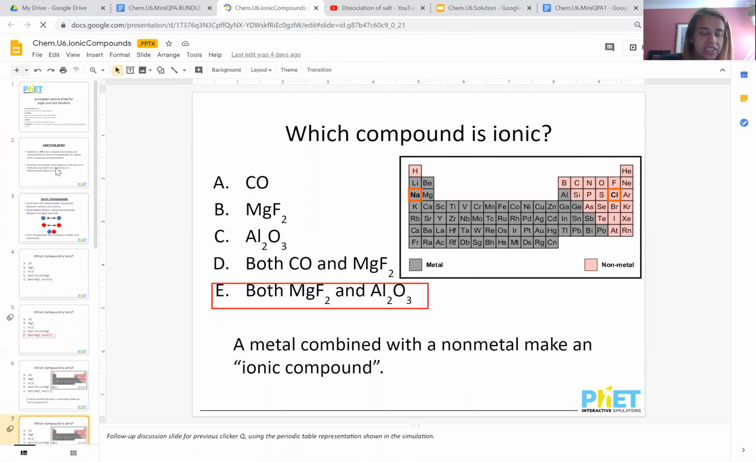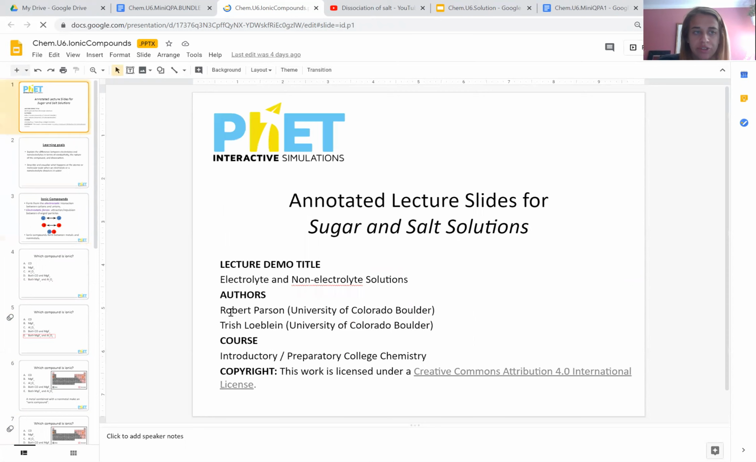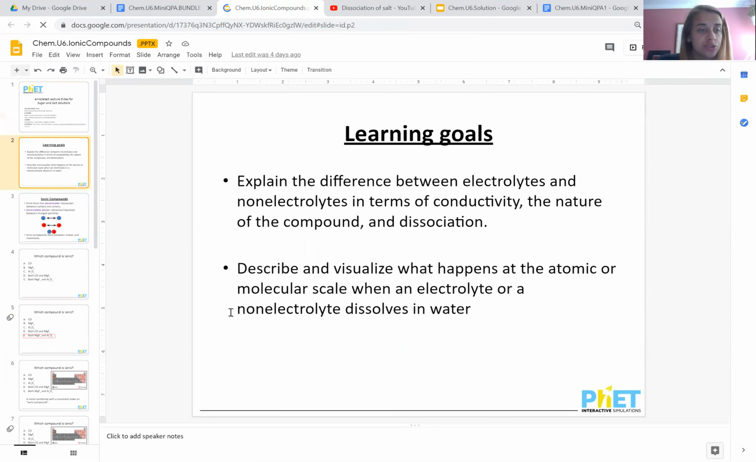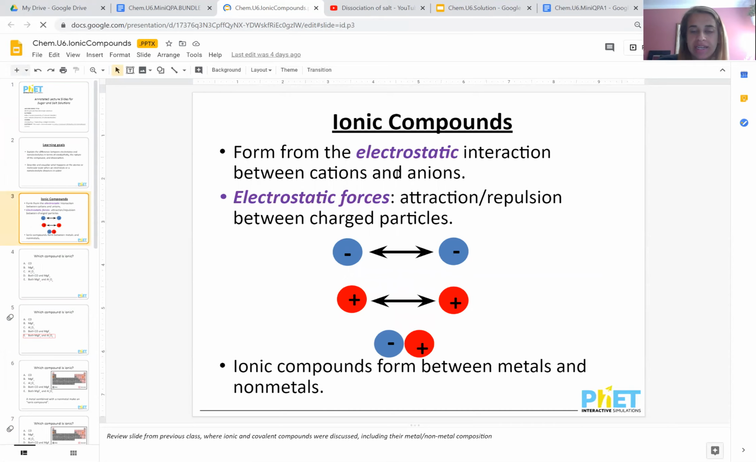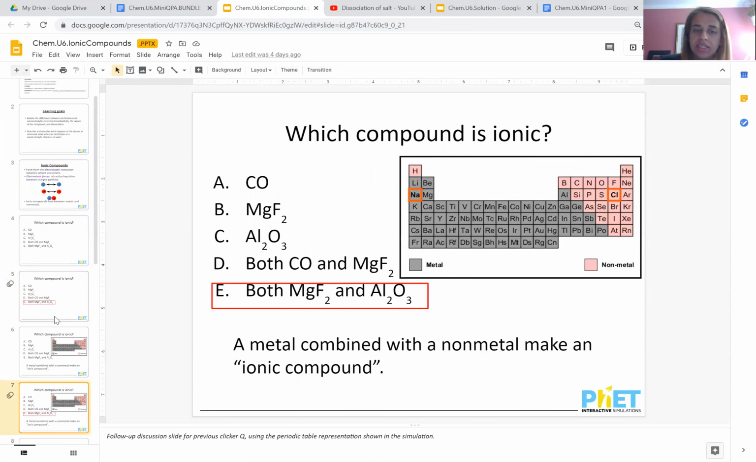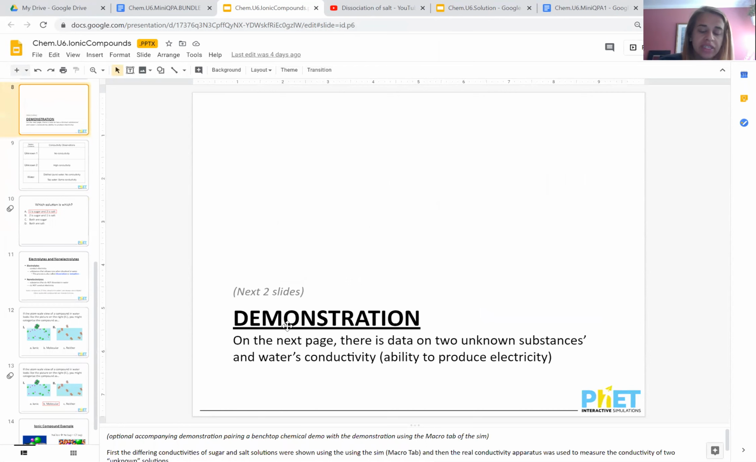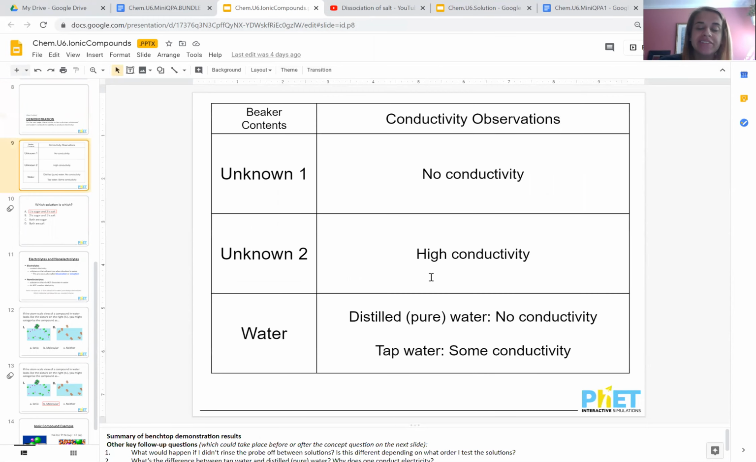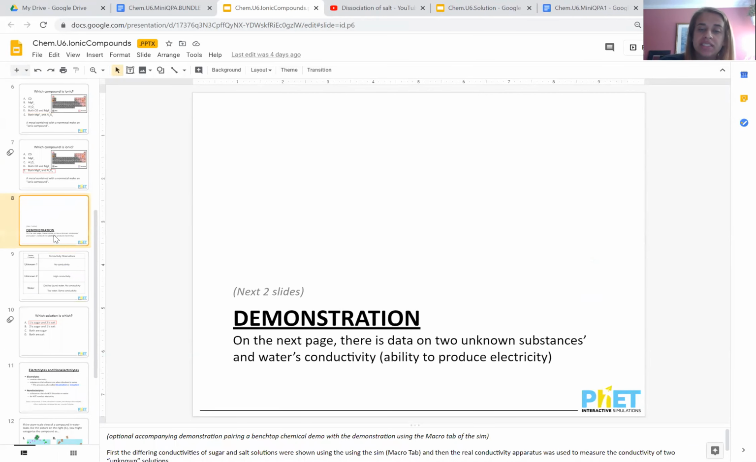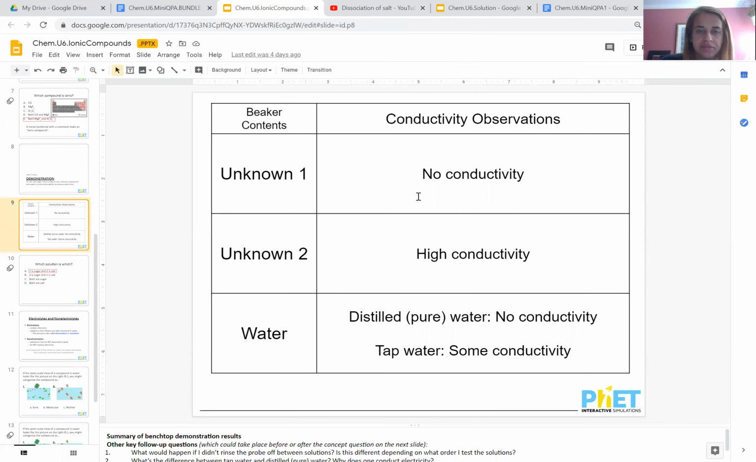Look through this lesson. We're using FAT, which should look familiar; we use that a lot during the school year. It talks about what ionic compounds are, with electrostatic forces, and then you have some practice to determine what is a compound. Then we have a demonstration, which unfortunately I can't perform for you. But given the data on conductivity, which means how well it conducts electricity, you should be able to tell me what kind of substances these would be.